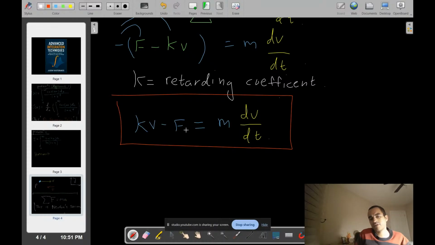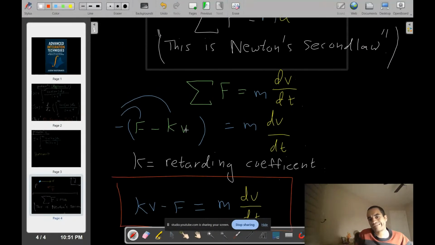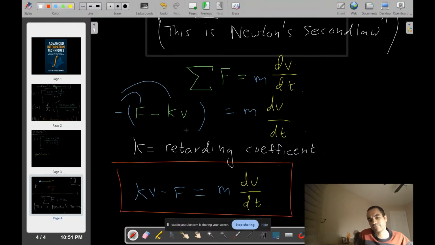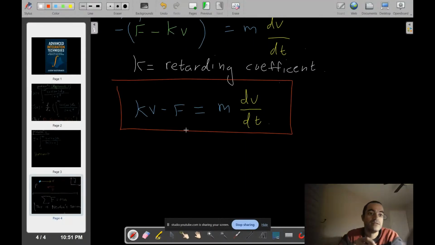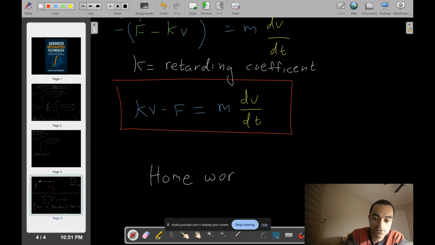Long-term behaviors. So think about it. That's what I want you guys to think about for homework. What is the long-term behavior for this model? Okay, so long-term behavior, homework, and without solving it. I want you guys to produce.